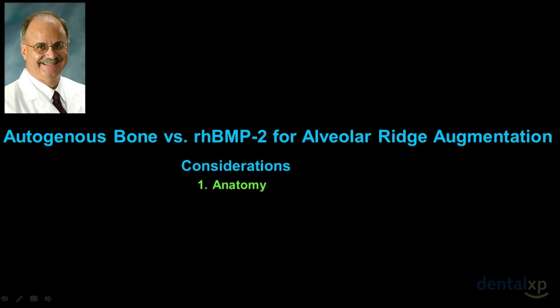Now, in terms of comparing the two protocols, I'm just going to tell you briefly, anatomy is going to play a huge role with regard to what we're doing. The recipient site itself, how bad is the defect, what's the nature of it, will impact which way to go. The donor site, sometimes we don't have adequate bone in the ramus or the chin, for that matter, if we're going to take any types of block bone, for example. Some patients do not have adequate bone to do that. So that's going to drive things.